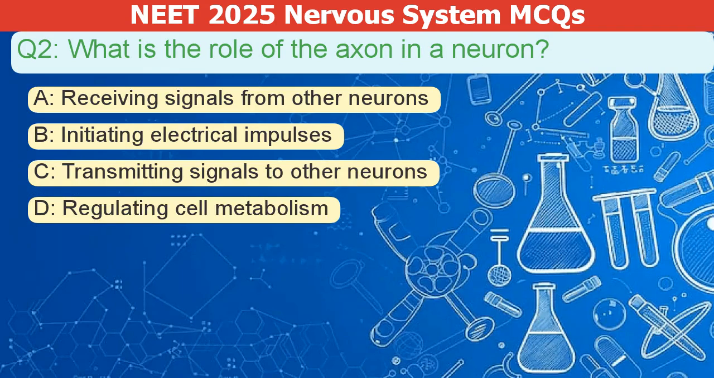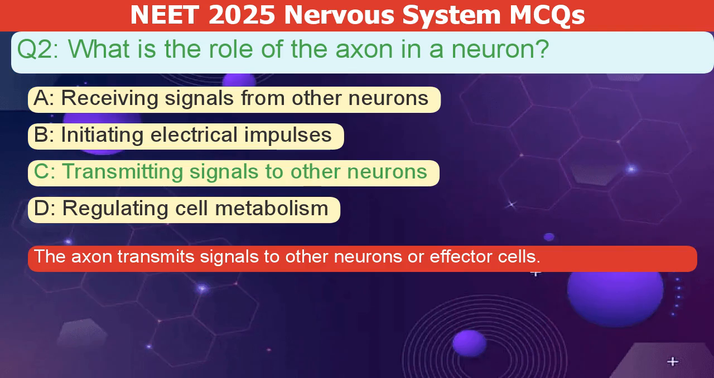What is the role of the axon in a neuron? A. Receiving signals from other neurons. B. Initiating electrical impulses. C. Transmitting signals to other neurons. D. Regulating cell metabolism. The correct answer is C. The axon transmits signals to other neurons or effector cells.